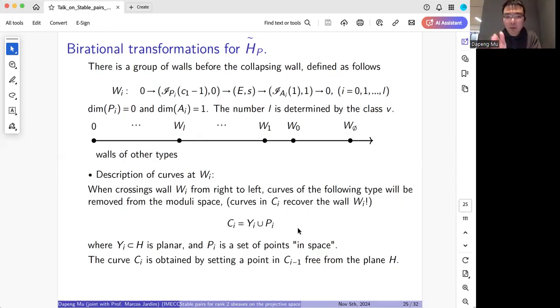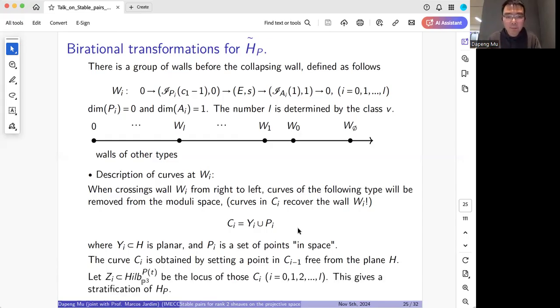Every time you cross the wall from right to left, the curve you remove is the curve you just removed previously, but you set one of the points free from the plane. So this is a general pattern. I give the notation: I will denote by Zi the locus in the Hilbert scheme parameterizing those Ci's. So Zi is actually a strata of HP. The union of Zi is this HP.